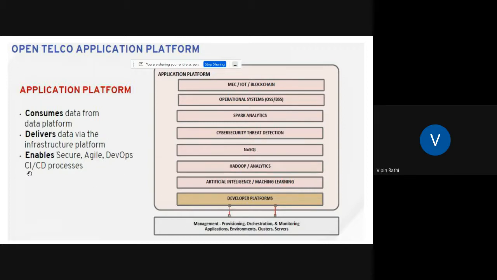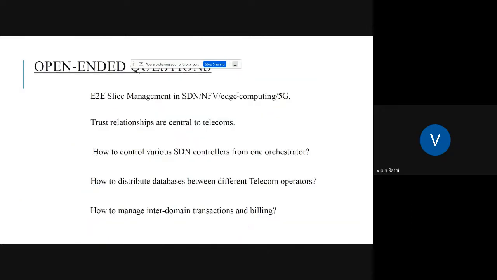Any application platform for telco consumes data and delivers data via the infrastructure platform, and then enables this whole pipeline of CI/CD and secure agile DevOps environments. But the important part is that at the top we can use any application, whether it's MEC, IoT, or blockchain. This works over OSS and BSS. Operational systems are so important and so costly. If we can remove third-party verifiers, use smart contracts, and replace all these middlemen, we can talk directly to blockchain. So the open-ended questions in networking are end-to-end slice management in SDN, NFV, edge computing, and 5G. These are all for networking and communications.